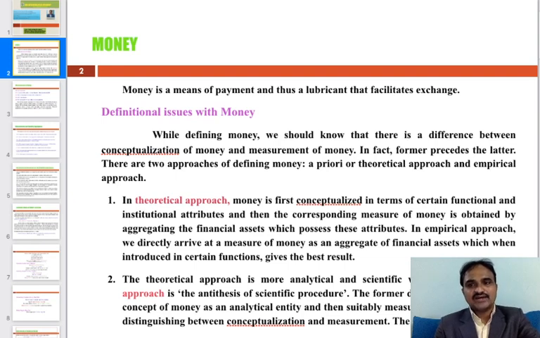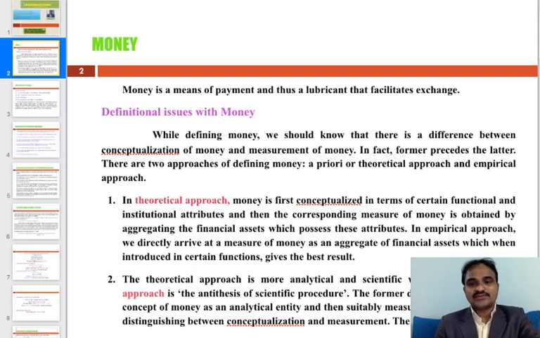In fact, the former precedes the latter. There are two approaches to defining money: a priori and theoretical approach, and empirical approach. In the theoretical approach, money is first conceptualized in terms of certain functional and institutional attributes, and then the corresponding measure of money is obtained by aggregating the financial assets which possess these attributes. In the empirical approach, we directly arrive at a measure of money, an aggregate of financial assets which, when introduced in certain functions, gives the best result.